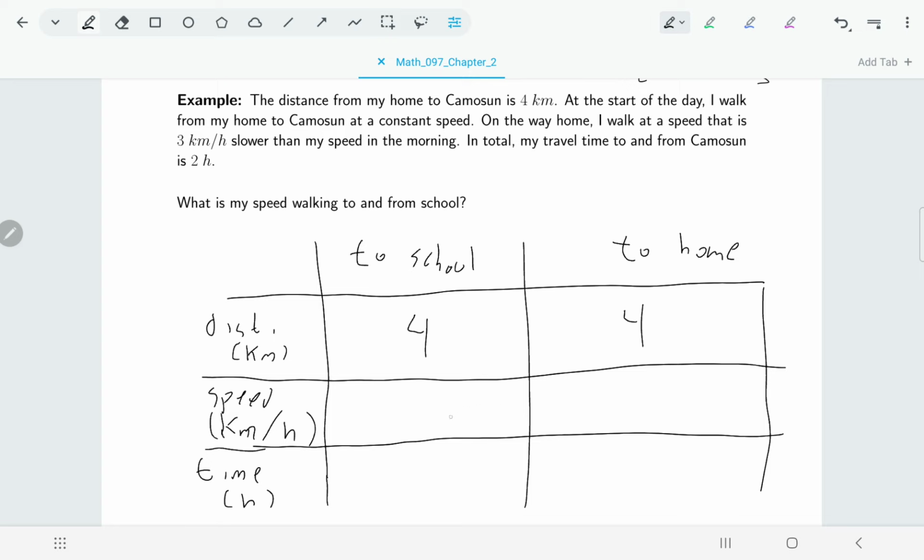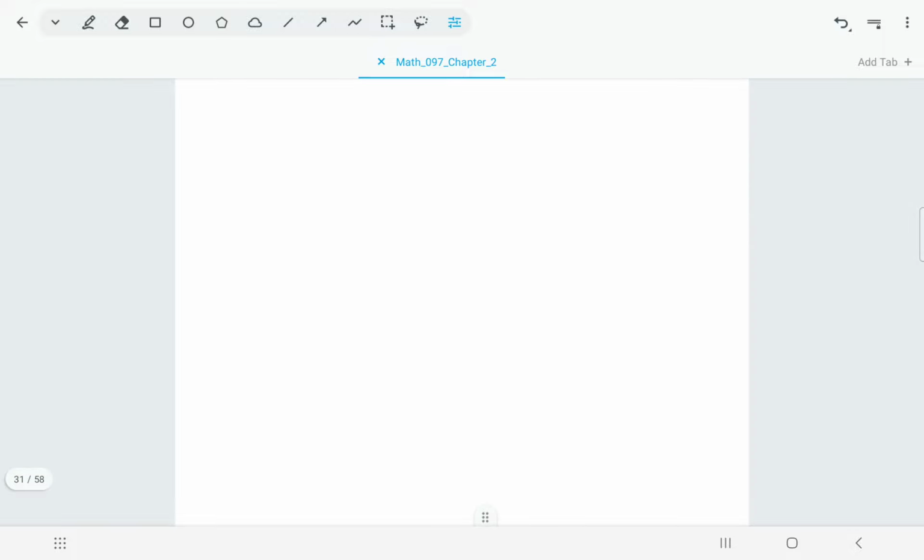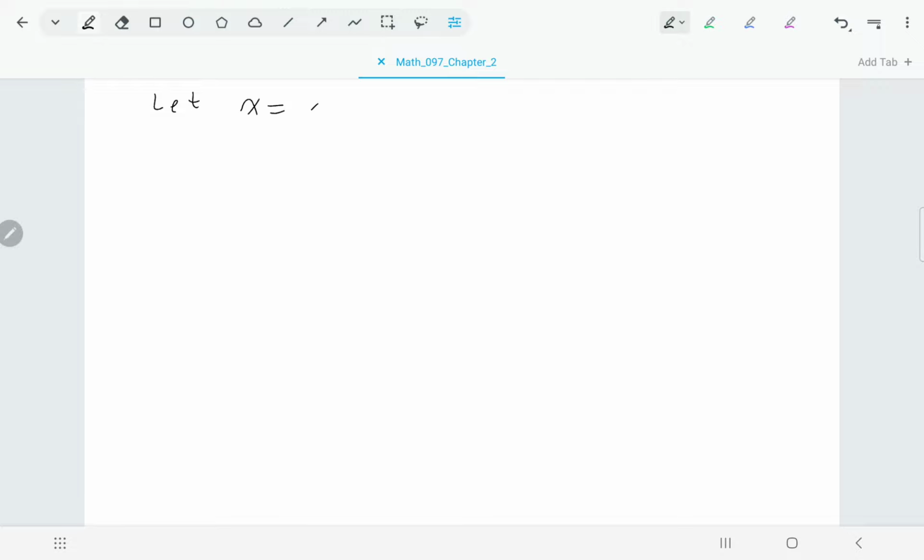But here's where we can start putting some things in. I know there's a relationship between my two speeds, so if I had a variable for one of the speeds, then I could express my second speed in terms of that same variable. So that's my plan here. I'm going to start off by defining a variable, and it'll be x that'll represent my speed walking to school. So let's just say that at the very top. So I have x is my speed in kilometers an hour going to school.